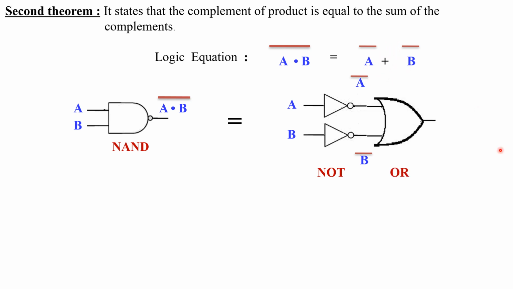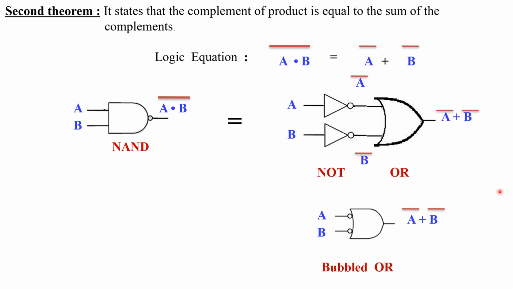So OR gate. So what we get? A bar or B bar. Now this can be represented by a bubbled OR gate. So here A ka A bar will come, B ka B bar will come, and OR gate. So it is A bar or B bar. So that is the bubbled OR gate. So NAND gate is equal to the bubbled OR gate.